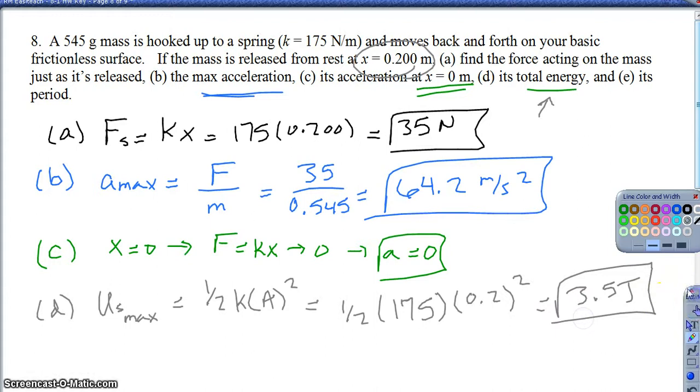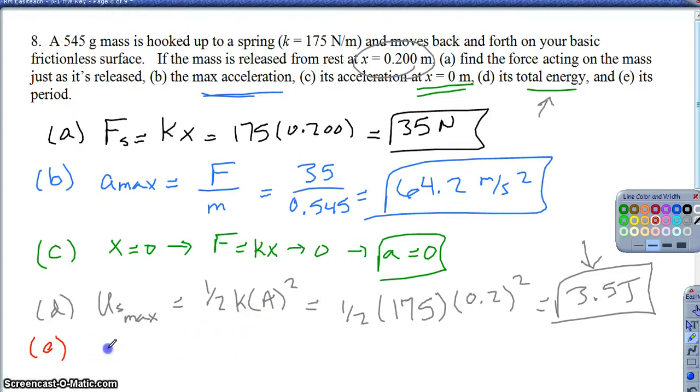So I've got my total energy, and again, that would be the total energy anywhere. So on some of the trickier questions where they ask, what's the total energy when it's at 0.05 meters? Doesn't make any difference. The total energy there would still be 3.5 joules as long as it's a simple harmonic motion.